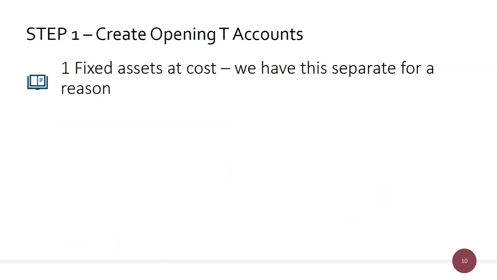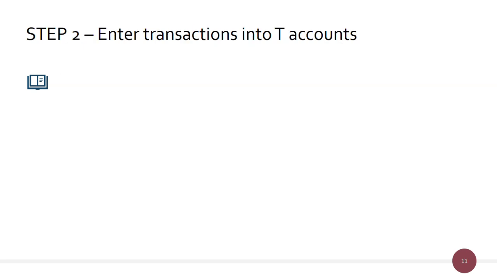So what do we do then? Step one, we're going to create our opening T accounts in our questions. We're going to put all of our assets in. We're going to put our fixed assets at cost. I'm going to show you an example of this at the end. And we're going to have fixed assets at cost, and they're going to be separate for a reason. We have the depreciation figures as well, separate. Then we're going to enter our transactions into our T accounts.